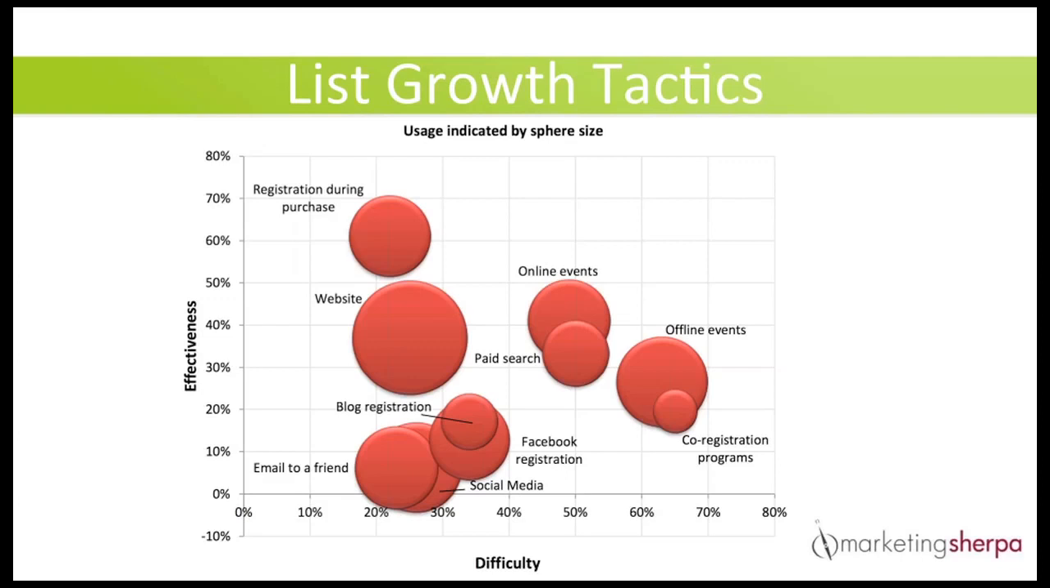So at first glance, this might seem a little bit intimidating, but I'm going to walk you through this chart. It's a chart by Marketing Sherpa, and it's based upon a survey of more than 2,700 marketers, and they identified the top used list growth tactics relative to their effectiveness and level of difficulty. The vertical axis rates effectiveness, the horizontal axis describes the difficulty of the tactic, and the size of the red circles indicates the popularity of the tactic.